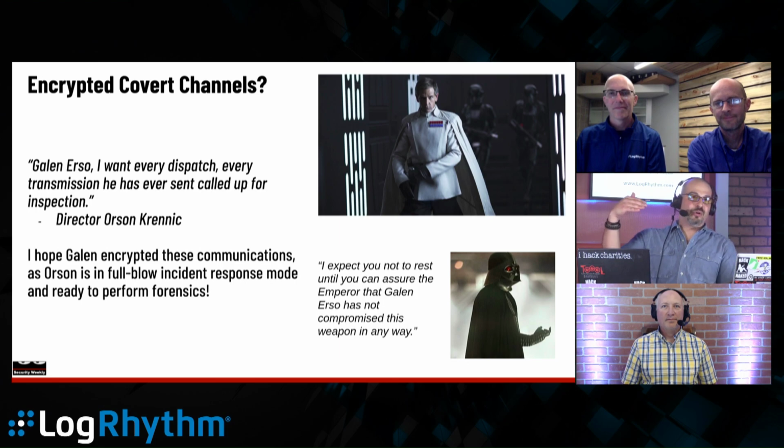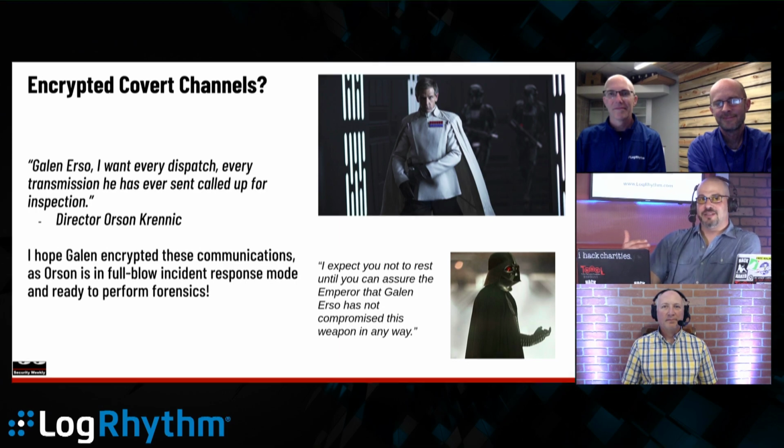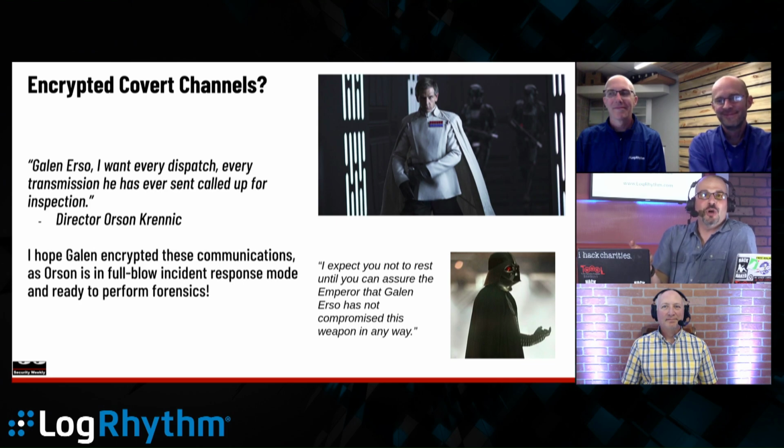Now, Orson's under great pressure from the world's worst boss ever. And this is one of the few scenes with Darth Vader in the movie, who says, right, I expect you not to rest until you can assure the Emperor that Galen Erso has not compromised this weapon in any way, right? I mean, your mind can just run wild as to how your manager would communicate this way to you, and refer to maybe your CEO as the Emperor, right? In this communication, there's some force choking that happens during the scene. I mean, pretty much solidifying Darth Vader as the world's worst boss ever. So Orson's obviously under a lot of pressure to review these communications.